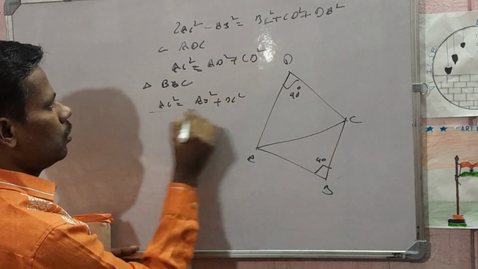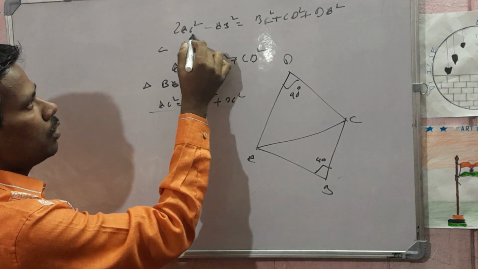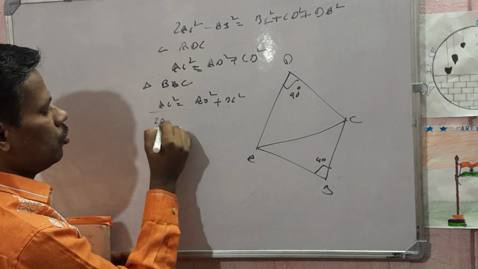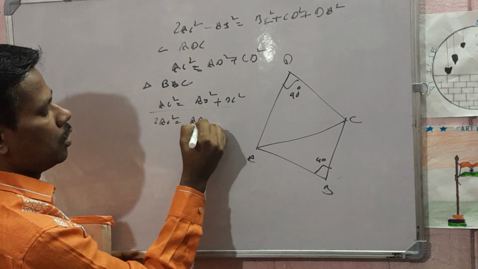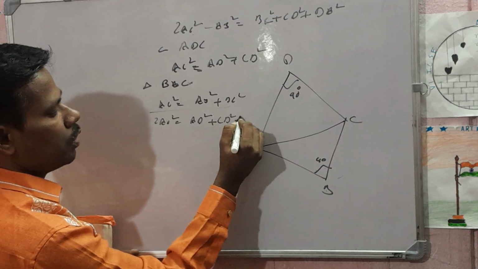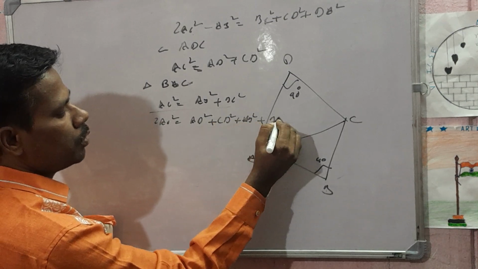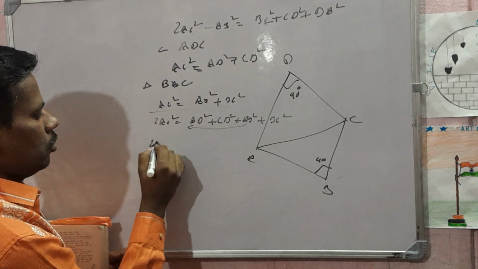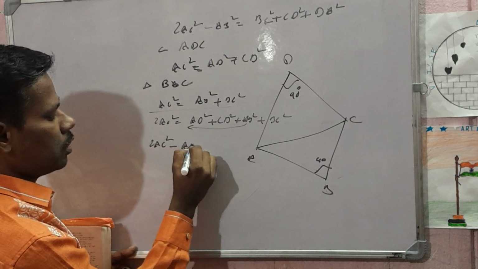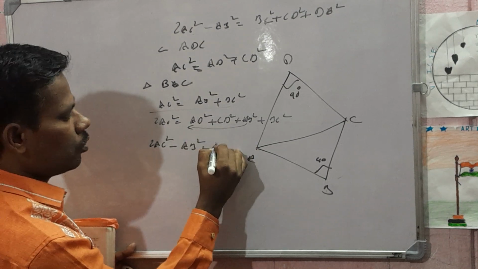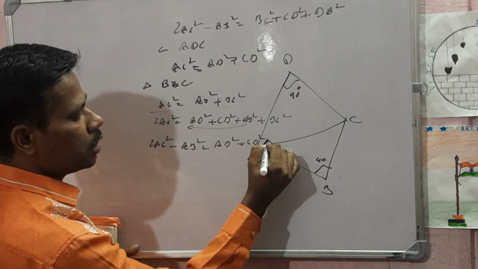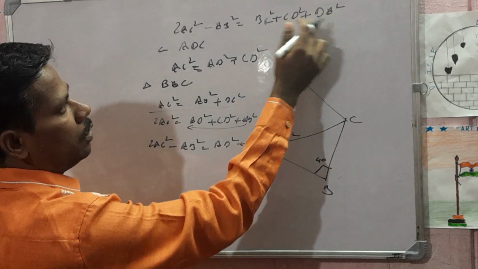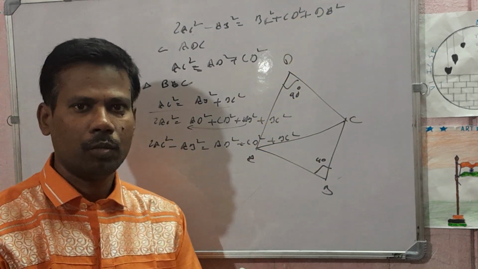Add these two. See what we have to prove. AC square plus AC square is 2AC square, equal to AD square plus CD square plus AB square plus BC square. So bring this to here. 2AC square minus AB square is equal to AD square plus CD square plus BC square. So hence it is proved.